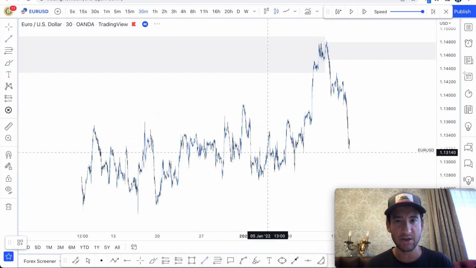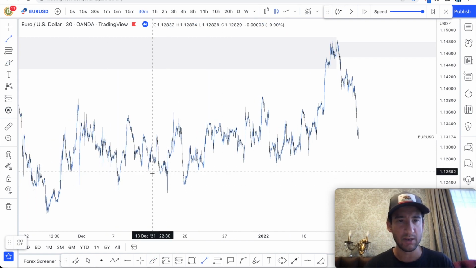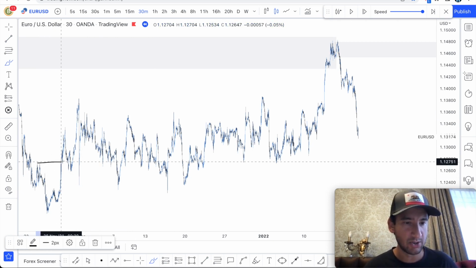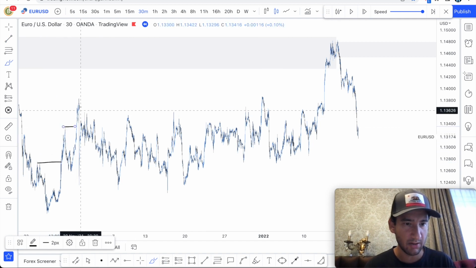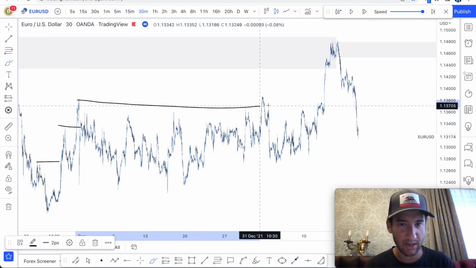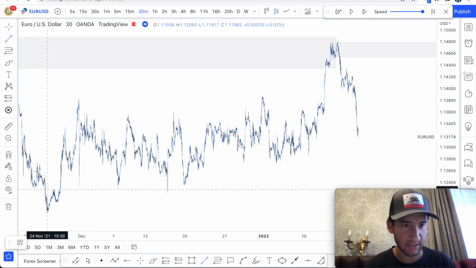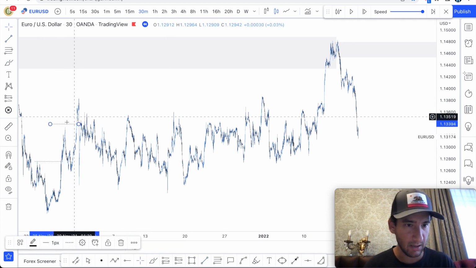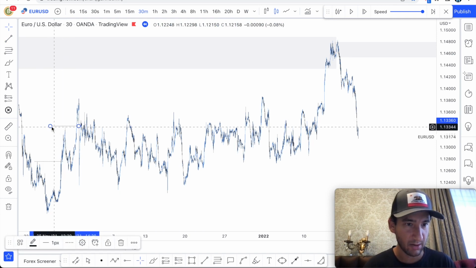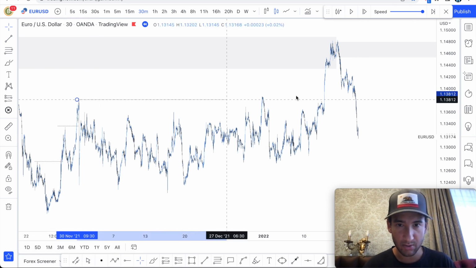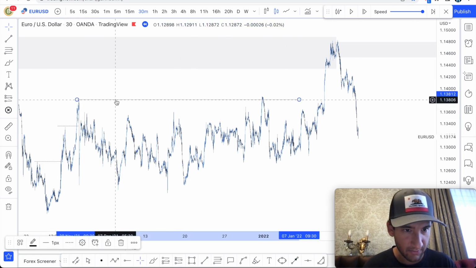Okay, so here's how you do it. When you zoom out, you want to look at the internal structure in here. You want to see where structure started. It started from this low right here. As you can see, there's a low broken there, a high broken here, another high broken here, and another high broken here. Now let me make this a little cleaner so you guys can see and I can prove my point. Okay, there we go. So here's another break right there, just a bit above.